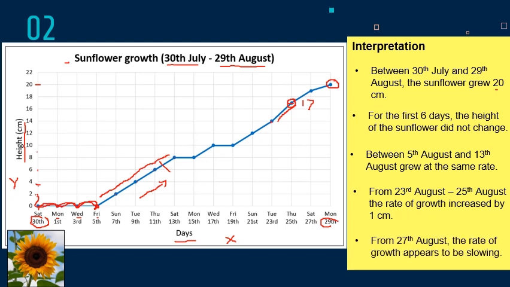And from the 27th of August, the rate of growth appears to be slowing. So from the 27th here to the 29th, it's only grown by 1 centimeter, because this data point is between 18 and 20, so it's 19. And on the 29th, it's 20, so it's only a 1 centimeter difference. So it seems like the sunflower is starting to slow down its growth, and that might be its final growth. It might only get to 20 centimeters.